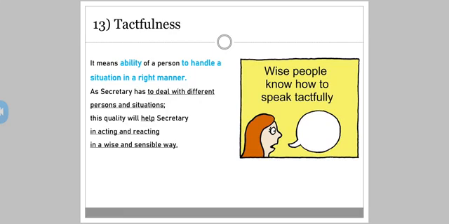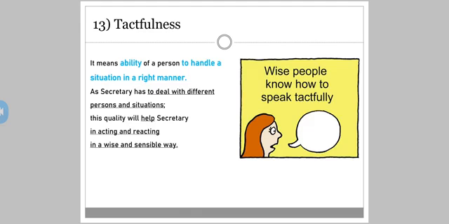And lastly, tactfulness. Again, the last quality a person should possess as a secretary is tactfulness. See, tactfulness means the ability to do or say things without offending the other person, without hurting the other person. Tactfulness means the ability of a person to handle a situation in the right manner. Now you have to get the work done in such a manner that your words don't hurt other people, or your words or actions don't offend the other person.